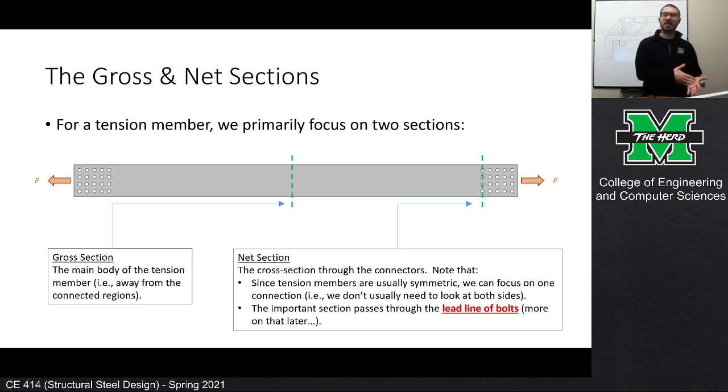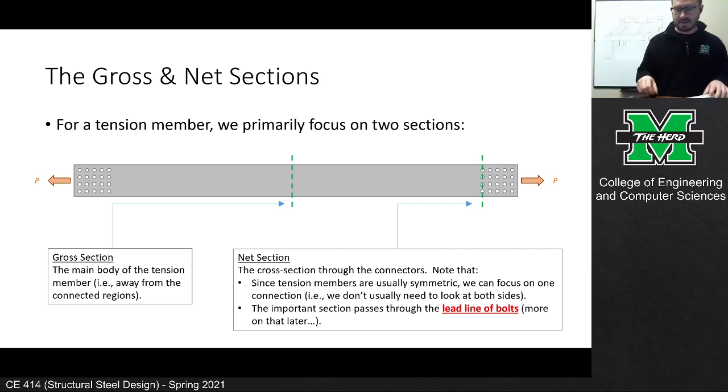And so we have two names for those. We call that the gross section and the net section. The gross section being if I samurai sworded or lightsabered through the main body of the member, what is the section that I'm looking at? That's the gross section. The net section is what it would be like if I samurai sworded or lightsabered through the section right there at the connection.